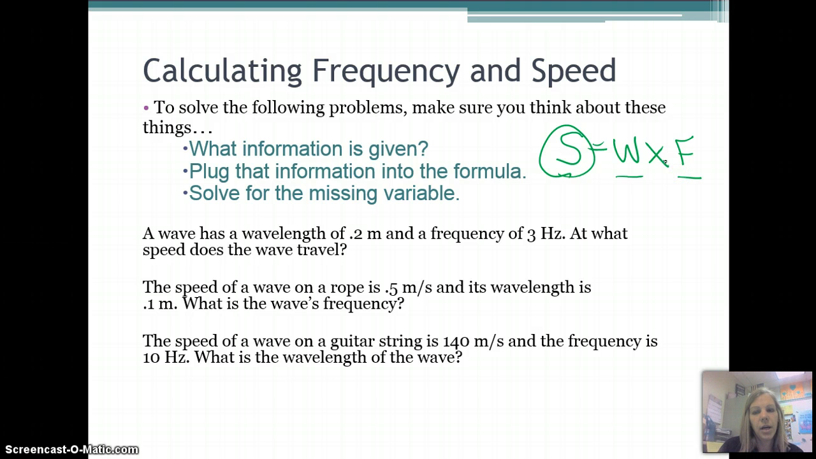So make sure you plug in the numbers that the question gives you and solve for the missing or unknown variable. I will look at these when I check out your notes.